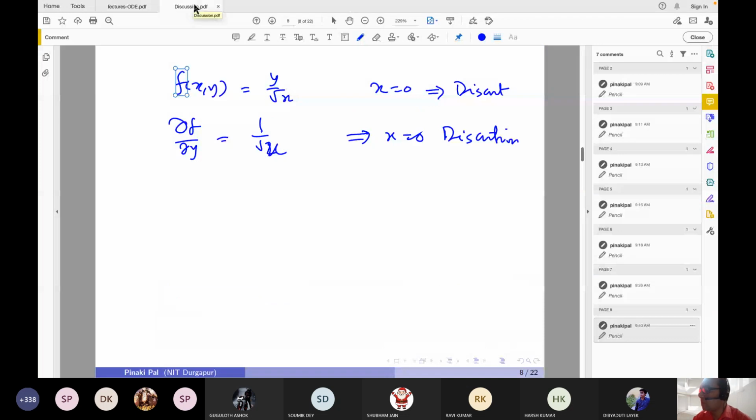So this is my two-dimensional plane. And here is the point x equal to 0. x equal to 0 means on the y-axis there is a problem.